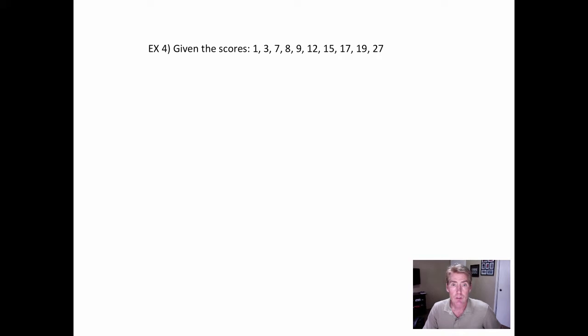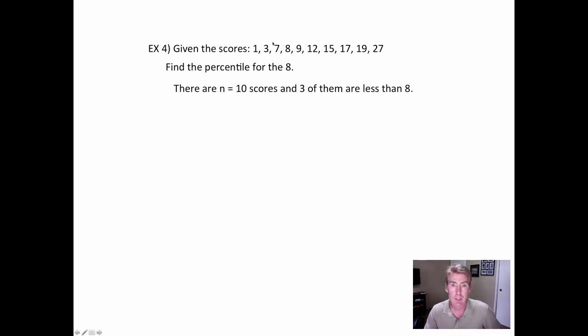So here's some scores to practice with. Find the percentile for the number 8. So we have that number 8, so you just count how many scores the 8 beat. Notice that these are already in order. So how many scores did the 8 beat? That's 3 scores. So then that's 3 out of 10, which makes it 30%, or the 30th percentile.